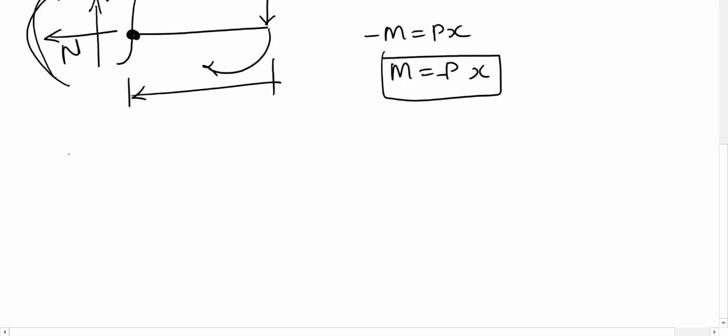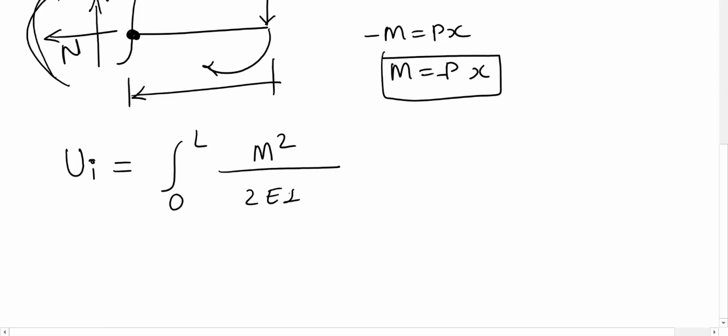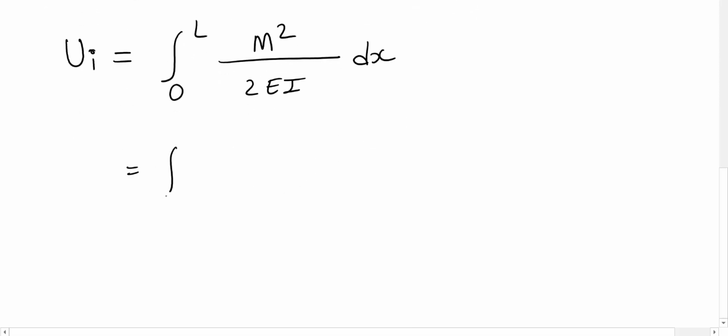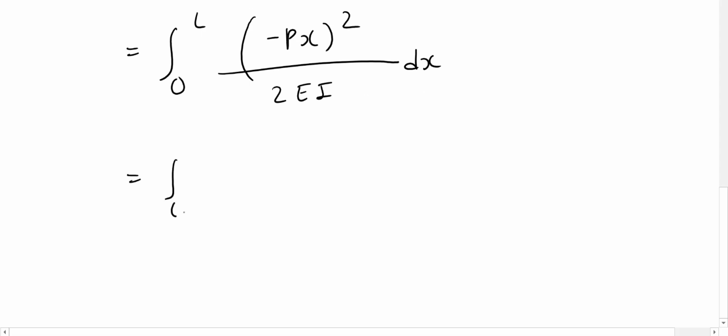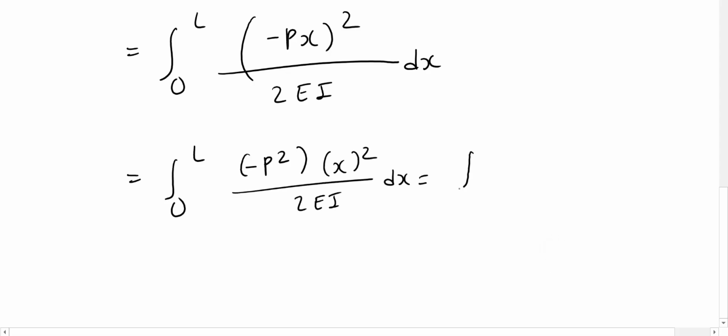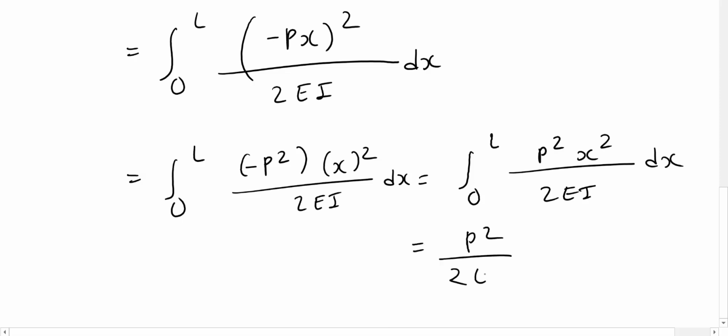That is the equation. Now to calculate the internal energy Ui, we have an equation for the moment for the beam: M squared over 2EI dx. Now in this case we can substitute the value of minus Px squared over 2EI and dx, right? So from 0 to L we have P squared x squared over 2EI dx. So minus P squared becomes P squared, and we take the common constant out, and we have the integral from 0 to L of x squared dx.